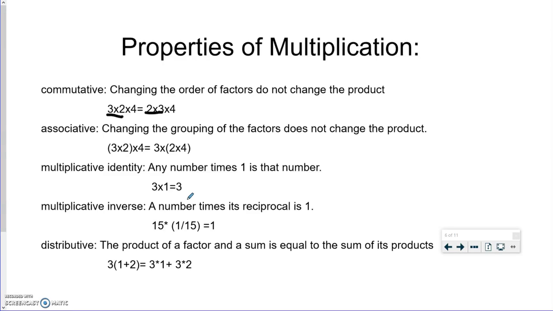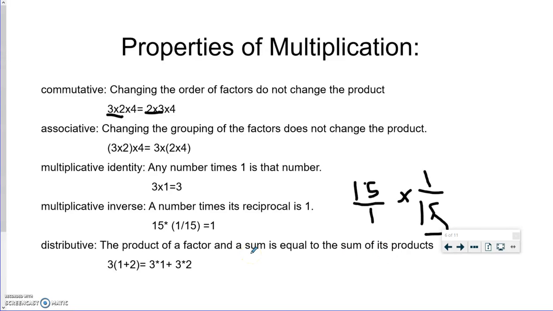The multiplicative inverse states that a number times its reciprocal is 1. So instead of working with opposites, this time we are working with reciprocals. Reciprocal is just 1 over the number. So 15 times 1 over 15 will give us 1. And that makes sense because if we have 15 over 1, and we multiply that by 1 over 15, then that'll give us 15 over 15, which is 1.